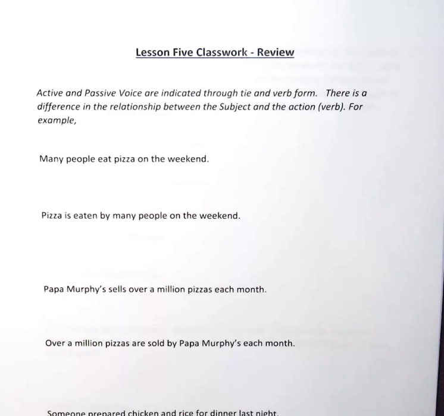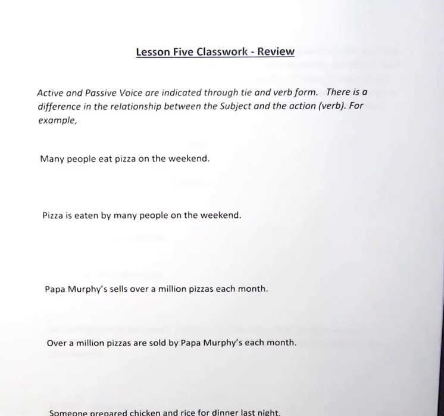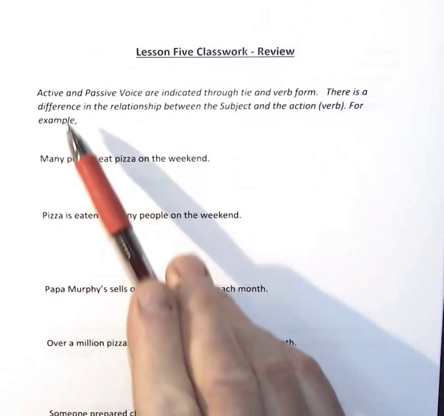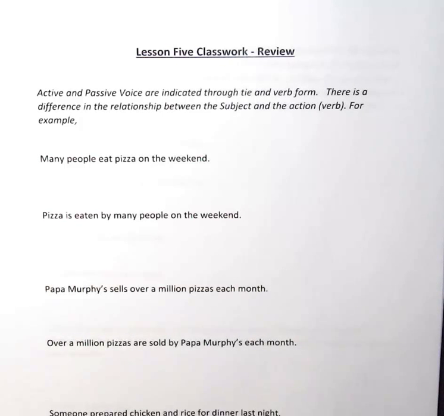And let's talk a little bit. We'll review everything we've talked about in the first 4 lessons, but it's also a good opportunity for us to mention a couple new things, or maybe not even so new. The first thing I'd like to talk with you about for a minute is that there is such a thing as active and passive voice in English, and that's indicated through the ties in the verb forms. And there is a difference in the relationship between the subject and the action in active and passive sentences.